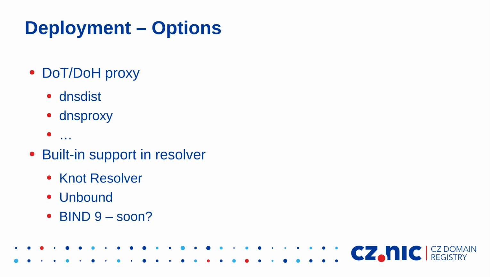So let's say you decide to deploy DoT and/or DoH. What are your options? Well, first you can use a proxy such as DNSdist or DNS proxy or some other. I'm sure there are others. Or you can go for a built-in support that comes with the resolver. As of February 2021, both Knot Resolver and Unbound have native support, and as far as I'm aware, BIND 9 has finished their development of it, and it's probably going to be released soon, but I don't know the details of that.